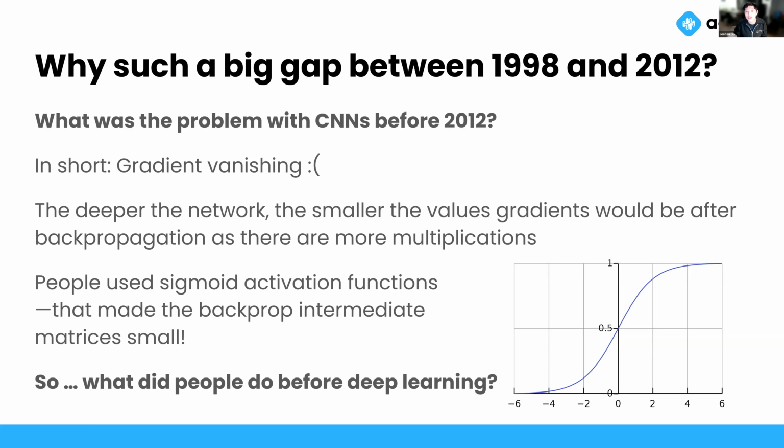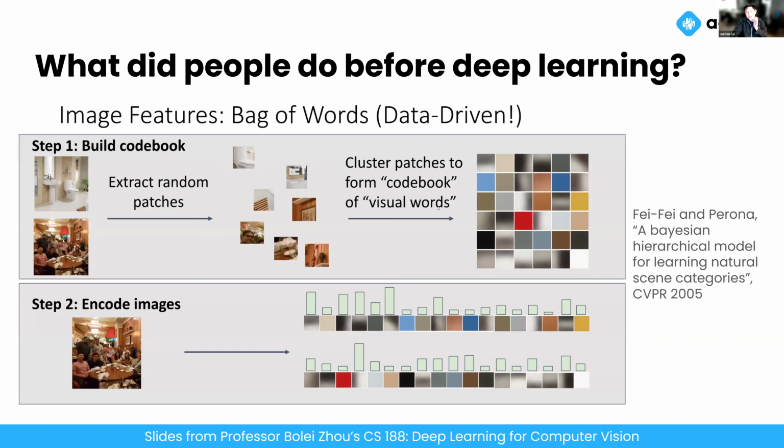So now you may be wondering, okay, this was before we learned about ReLU, right? So what did people do before deep learning? Here's an example of what people did. These are slides I stole from Professor Boleyn's CS188 class, which is offered every winter. One of the things they did was something called bag of words, where you extract random patches from your input images and cluster these patches to form what are called codebooks of visual words, basically the most representative patches.